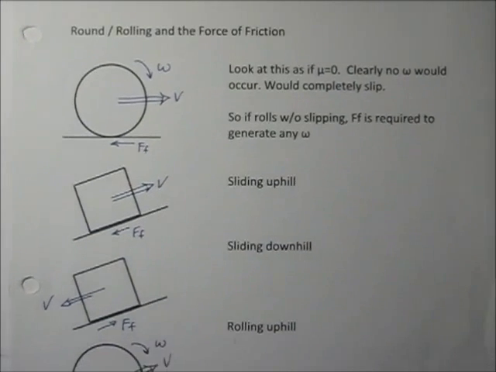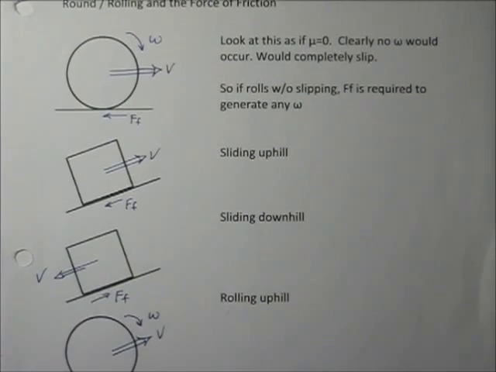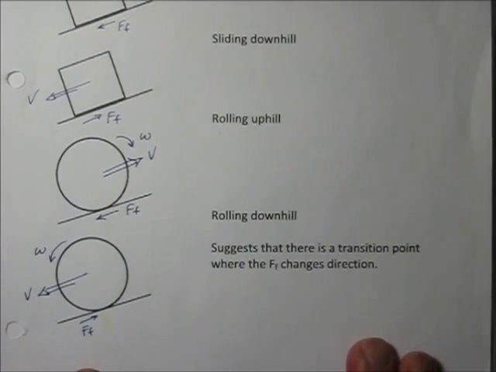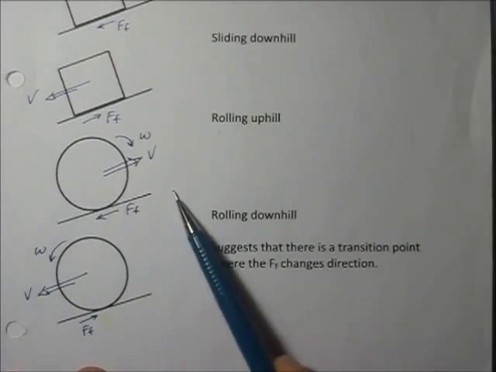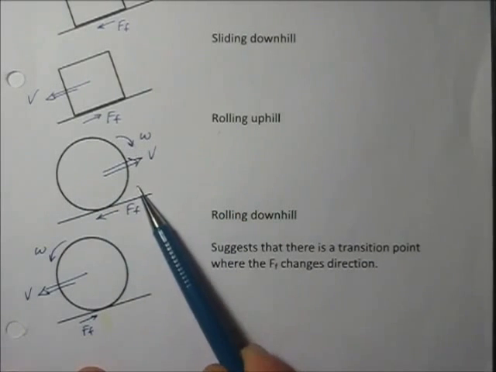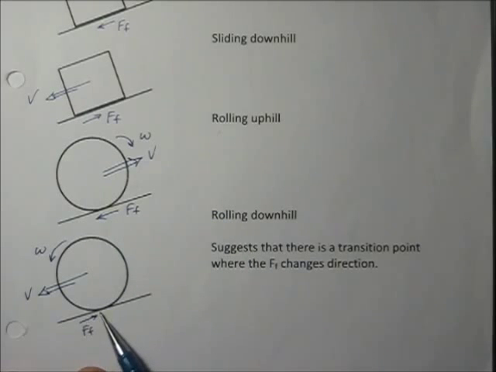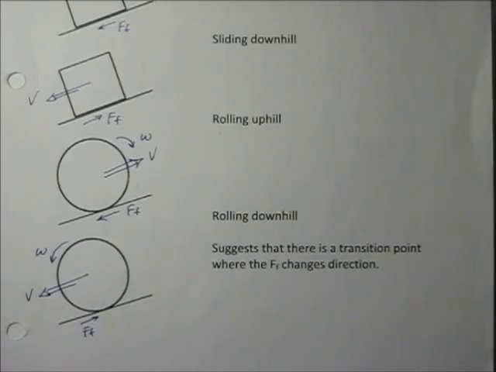So the force of friction opposes motion. If a box is sliding uphill, or if it's sliding downhill, the force of friction is going to oppose it. The same thing if a round thing is rolling uphill. If it rolls without slipping uphill, then the force of friction has to be causing that rotation. And then if it changes direction and starts rolling downhill, then the force of friction also changes direction and causes the rotation going in the other direction.